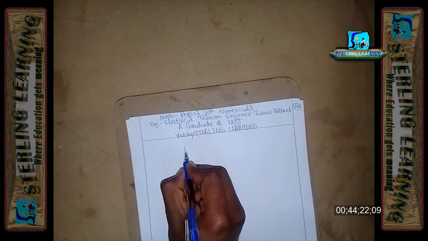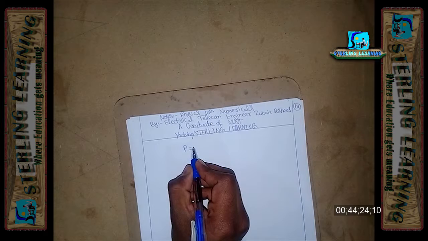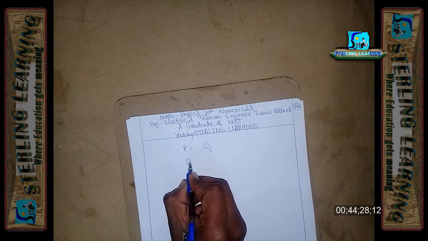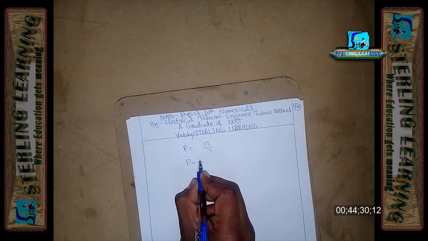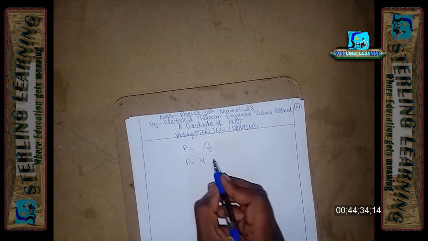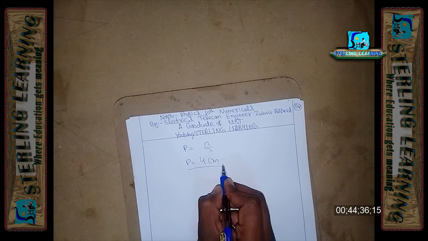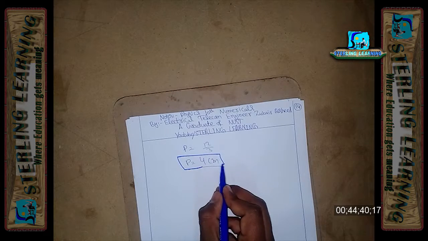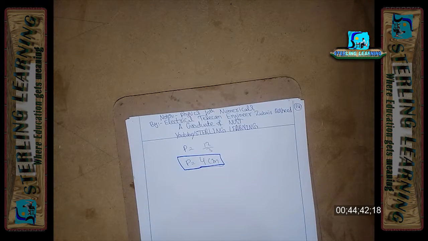Then further solving it, we get P is equal to 12 by 3. P is equal to 4 centimeters. The distance comes out to be 4 centimeters.